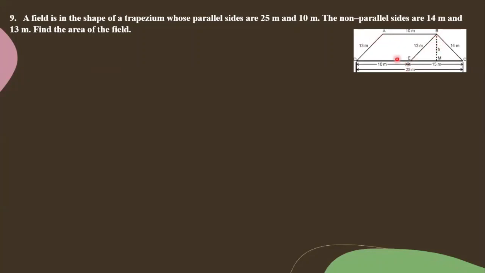Here I'm drawing BE parallel to AD. So ABED is a parallelogram. Opposite sides are equal in a parallelogram. So this is 13, which means this also is 13. The base complete is 25, and if I take this D to E as 10 meter, the remaining E to C will be 15 meter. So we all learned the area of trapezium is half into sum of parallel sides into height. But here parallel sides they gave, but height is not there. So here I'm going to find out the height. Am I clear, children?